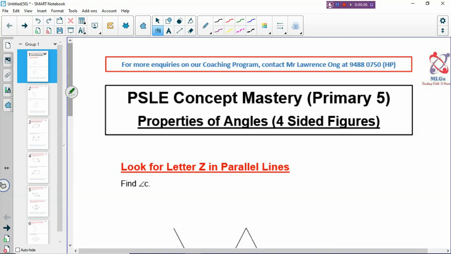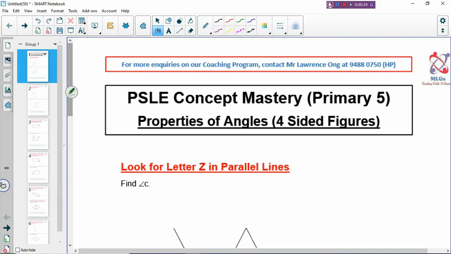Now we are going to resume where we stopped last year. So far we have covered all the P4 topics and now we are going into Primary 5 topics. So we have already done a few topics on P5. The last lesson that we did on P5 was angles, right? Property of angles in triangles.